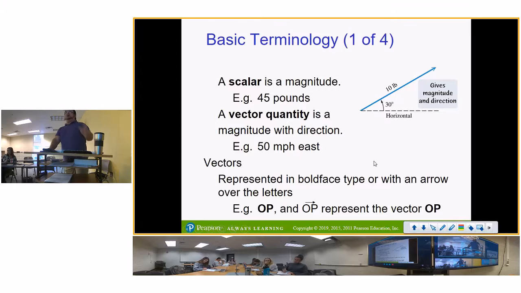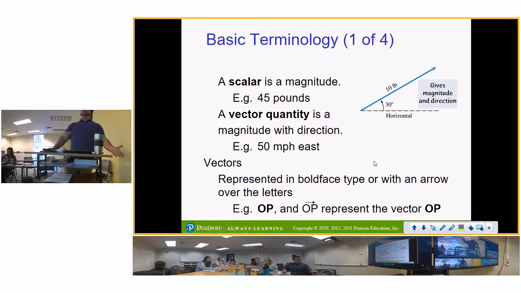The baseline is always the horizontal, unless you're talking about a zenith or a bearing, and that's a different story, that comes off the north. Usually your vector is going to come off of 0 or 2 pi on the unit circle. We're going to talk about unit vectors. We're going to talk about opposite vectors.